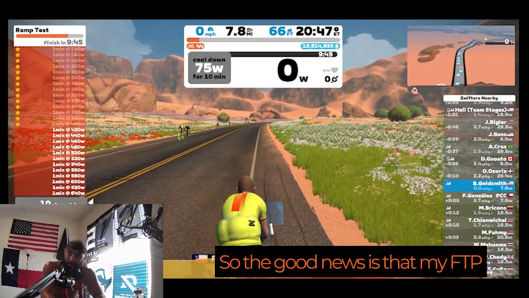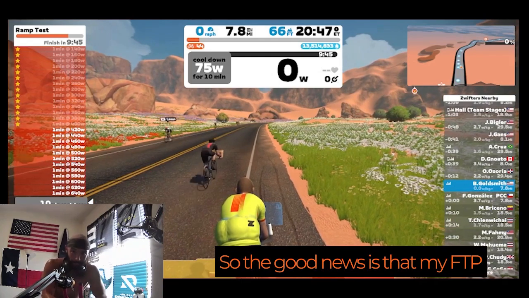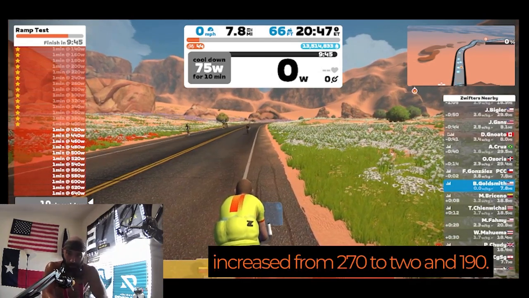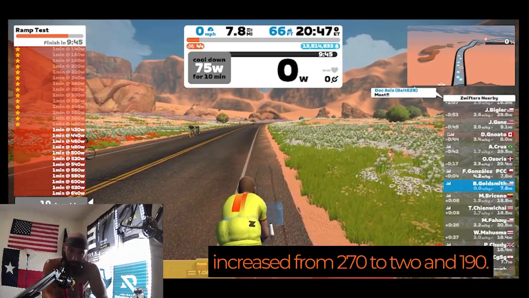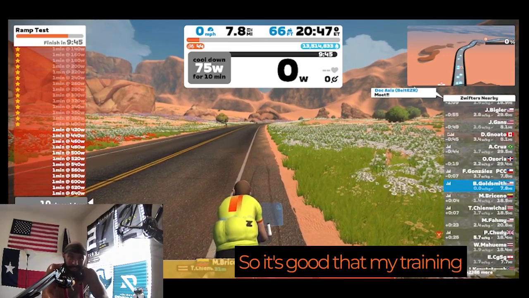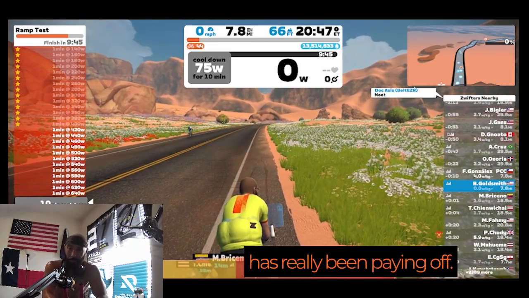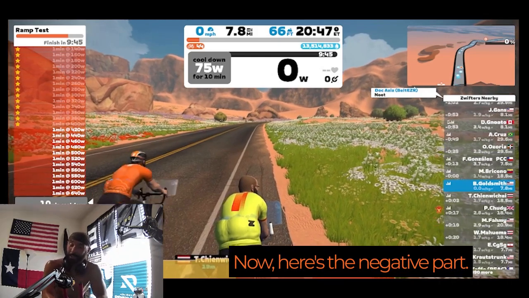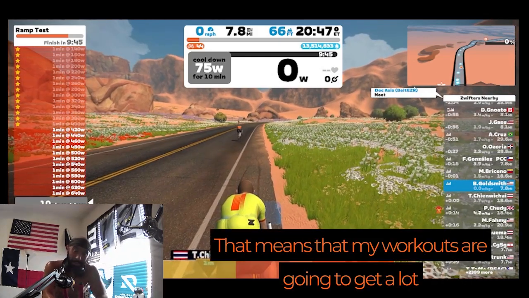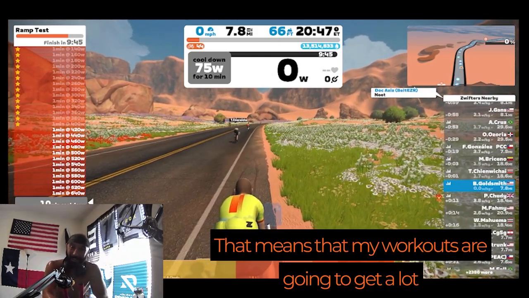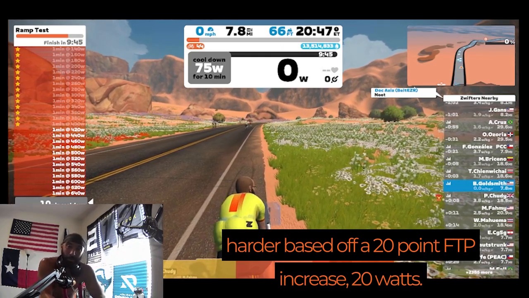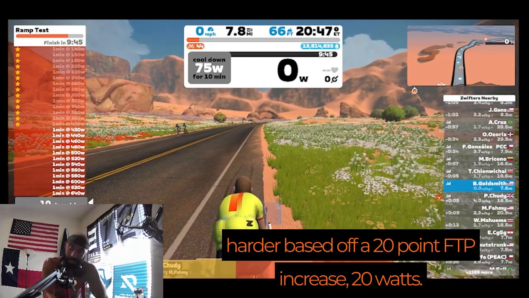So the good news is that my FTP increased from 270 to 290. So it's good that my training has really been paying off. Now, here's the negative part. That means that my workouts are going to get a lot harder based off a 20-point FTP increase, 20 watts.